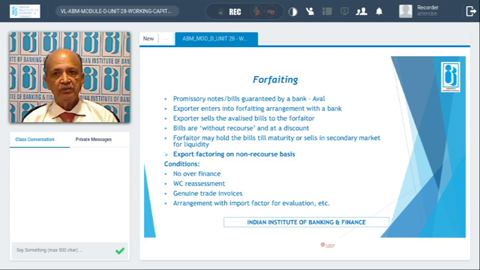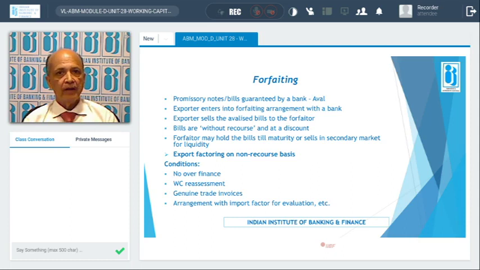Then what will the exporter do? The exporter enters into a forfeiting arrangement with a bank. Because they want the money, they will make an arrangement with the bank. The exporter sells the avalized bills to the forfeiter. The forfeiter, whoever is purchasing, is the bank. The exporter sells the avalized bills to the forfeiter.